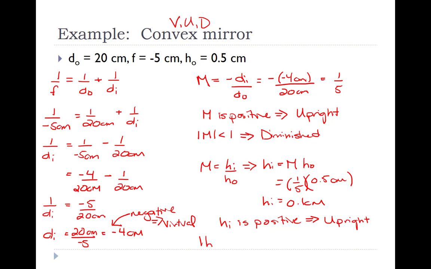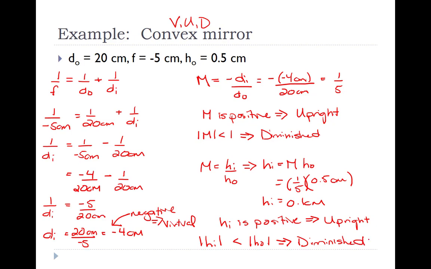And next, I'm going to compare HO and HI, and I see that the absolute value of HI is less than HO. Again, I've used the absolute value because we might have a negative sign in here, and I don't want that to interfere with this judgment. I see HI is 0.1, HO is 0.5 centimeters, which means HI is smaller, therefore this is diminished.